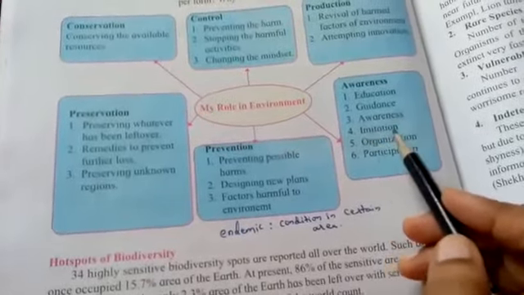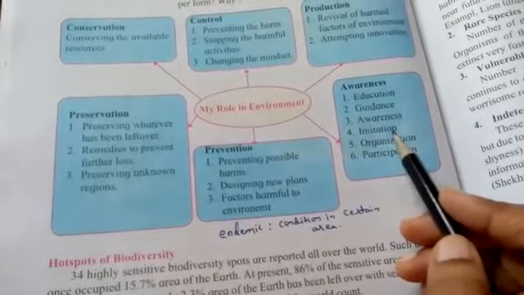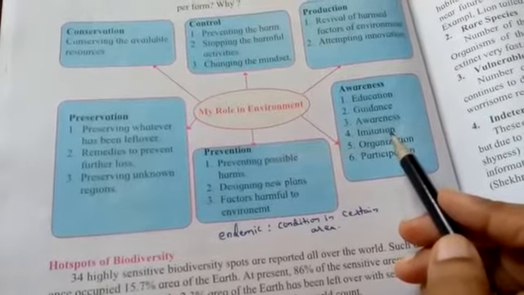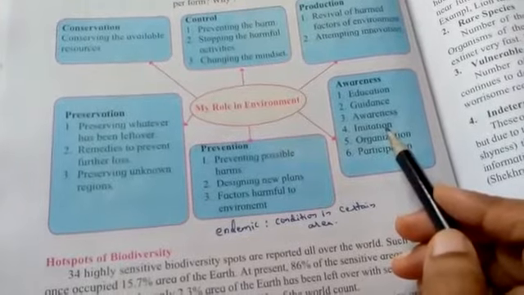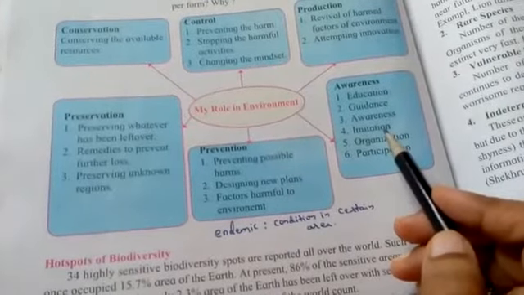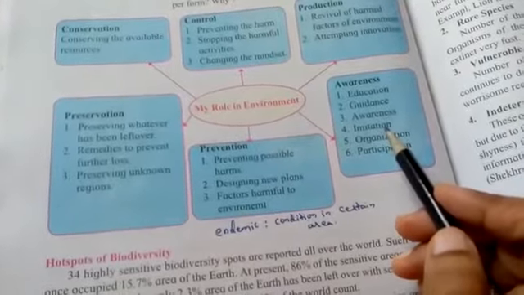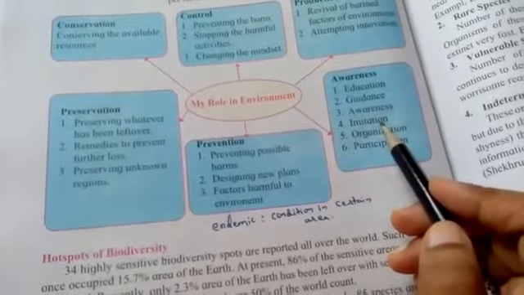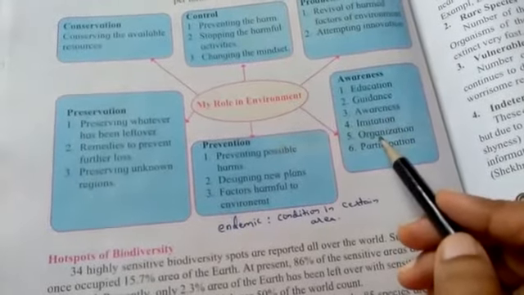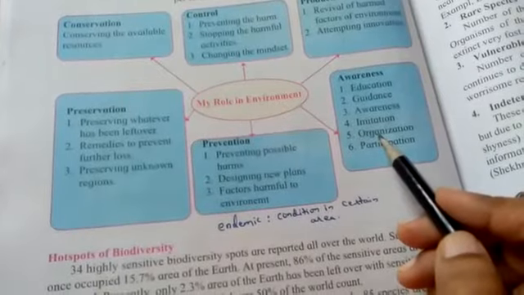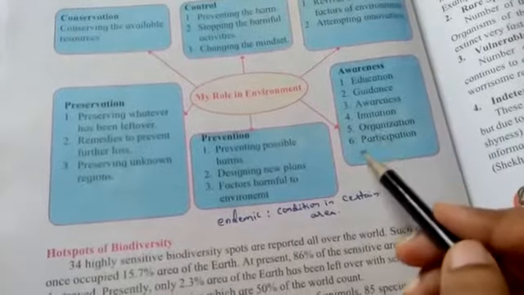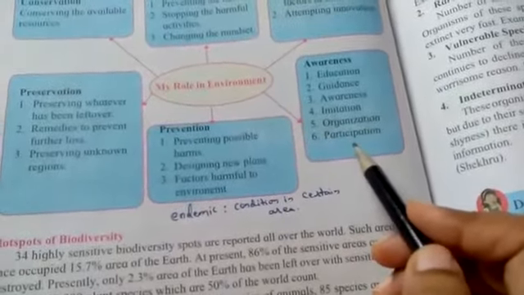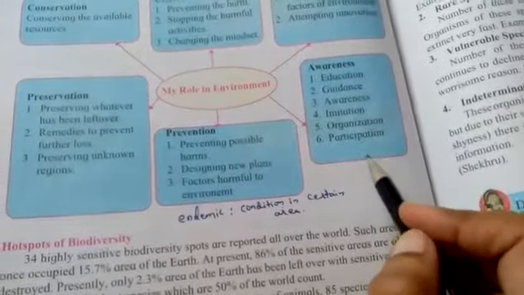Then imitation, if any country or any individual or any group of people or any organization is doing something good towards the environment, we have to follow their model in order to protect our environment. Then organization, a group of people can come together and work for the environment. Then participation, each and every individual should actively participate in protecting the environment.